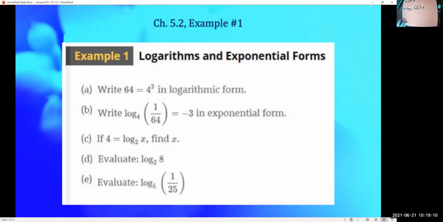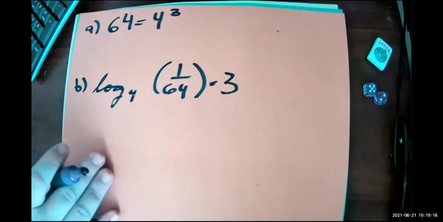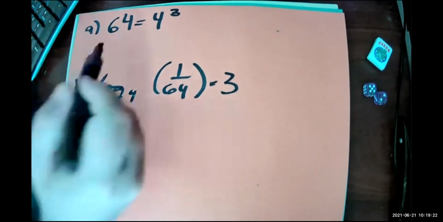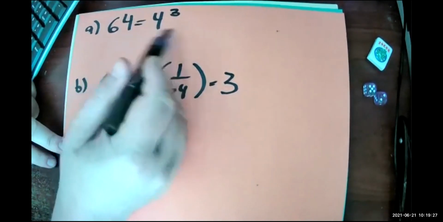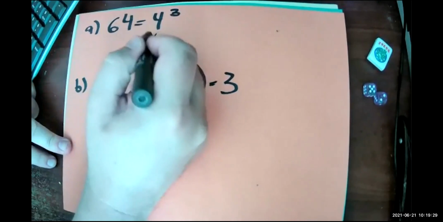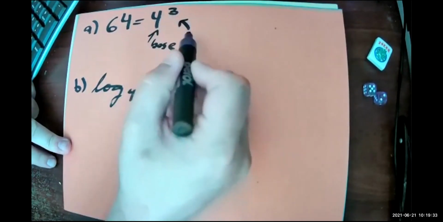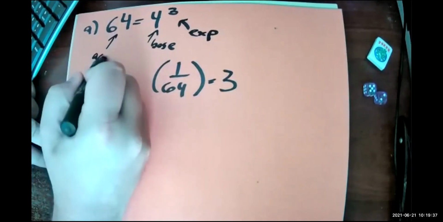So if you look, you'll see there for A and B, they are asking you to write something that is in one form in the alternative form. Again, please make sure that your view is toggled to speaker view so that you're getting a good image of this. Right now, you're looking at something here that is in exponential form. If it's in exponential form, I can say that this right here is the base. This right here is the exponent. And this right here is the argument.